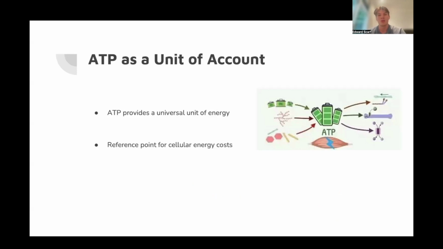A unit of account provides a standard measure of value, allowing for the pricing and comparison of goods and services. ATP serves as a unit of account by providing a universal standardized unit of energy that cellular processes can budget for their energy needs. ATP provides a reference point for cellular energy costs, ensuring efficient energy management as each process requires a known amount of ATP molecules.